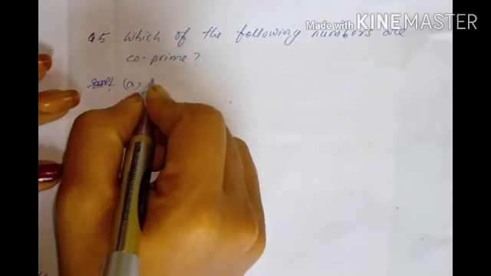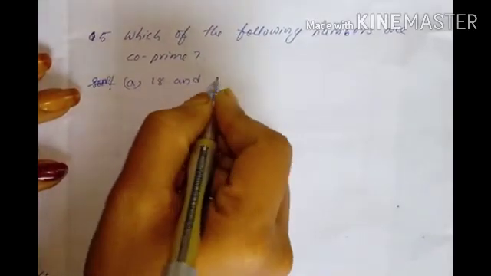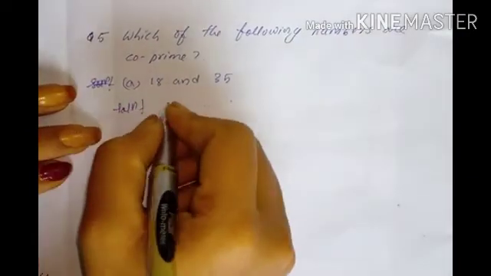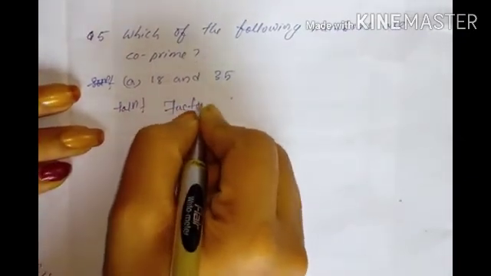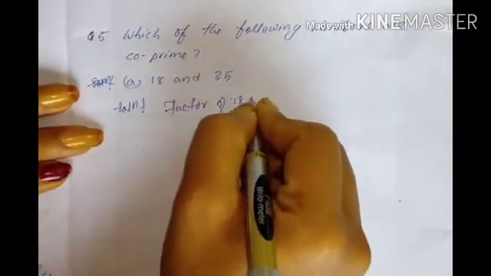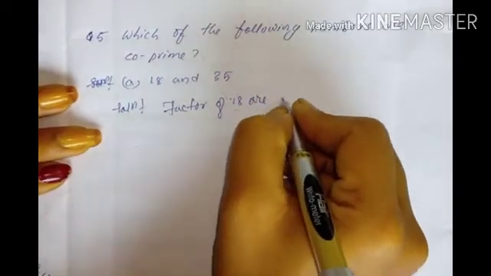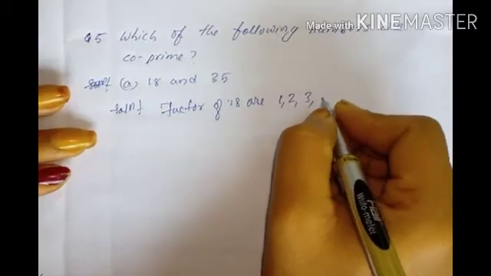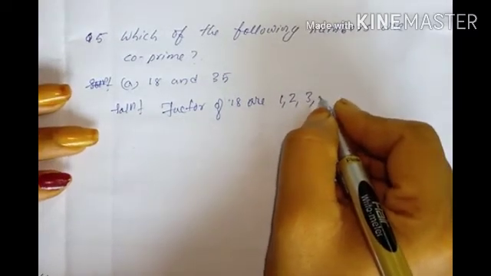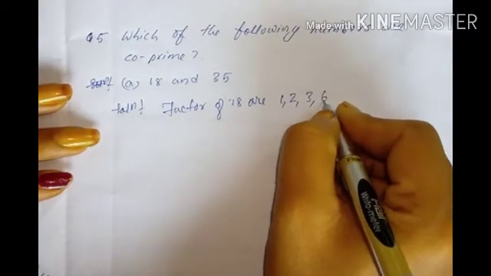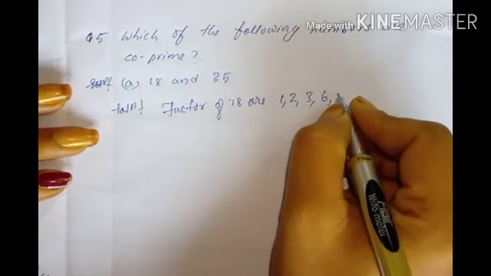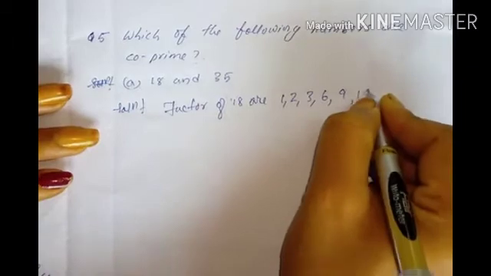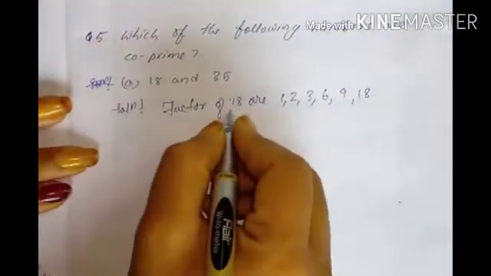A question is 18 and 35. So you will write the factors of 18. The factors of 18 are 1, 2, 3 also, isn't it? Now 4 is not a factor, 5 is also not a factor, 6 is a factor because 6 3s are 18. Then next will be 9, isn't it? 9 2s are 18. So these are the factors of 18.